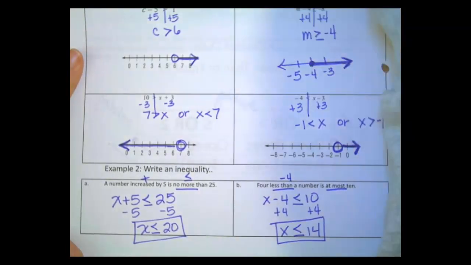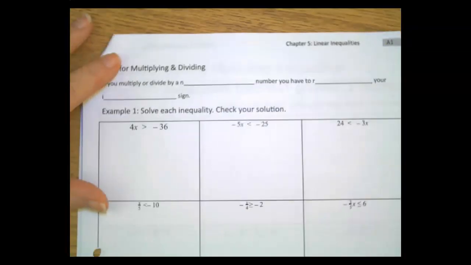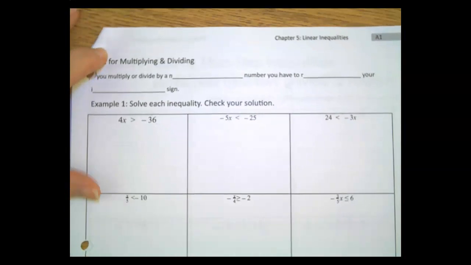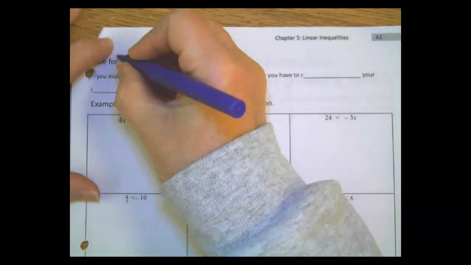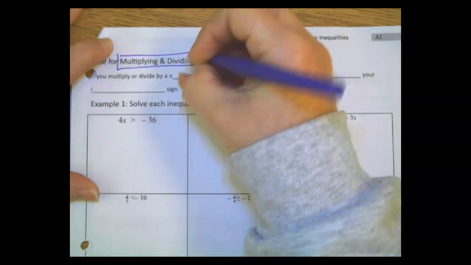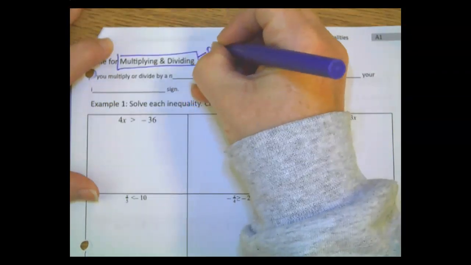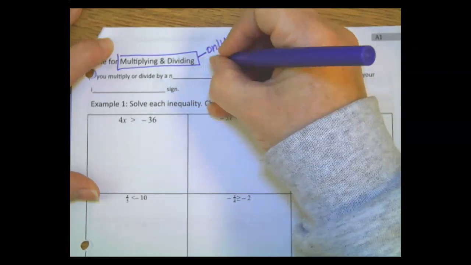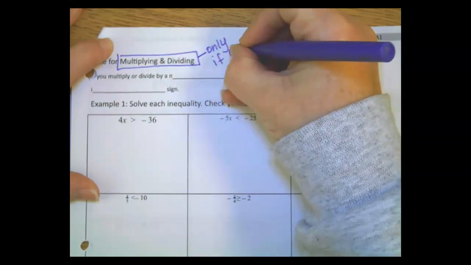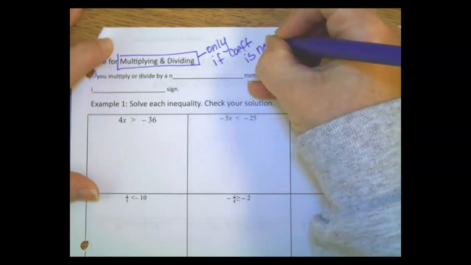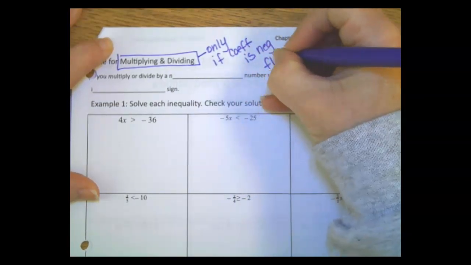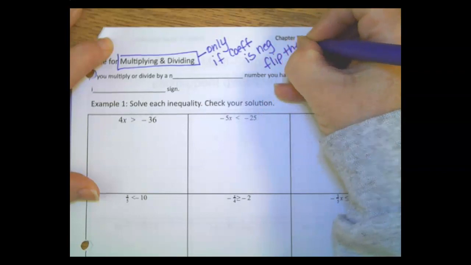Okay. Now we're going to do multiplication or division, and this is where things change up a bit. And this only works for this. So multiplying or dividing only. Only. If my coefficient is negative, flip the inequality sign.